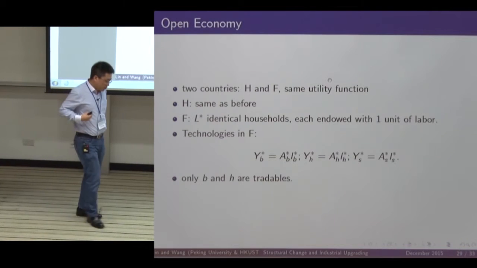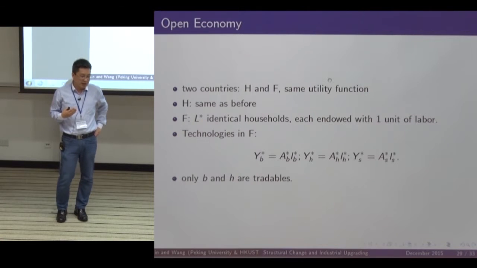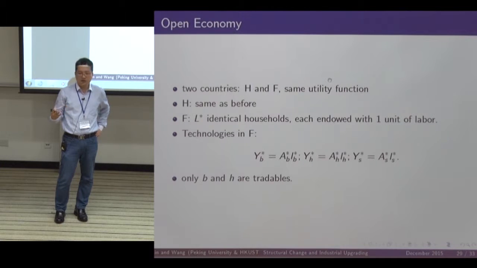So now we want to move to trade. The reason is that service and manufacturing are different in tradability. In this model, I simply assume that services are non-tradable and manufacturing is tradable. So openness to trade is going to have an asymmetric impact on different sectors, and hence a different impact on industrial upgrading and structural change.